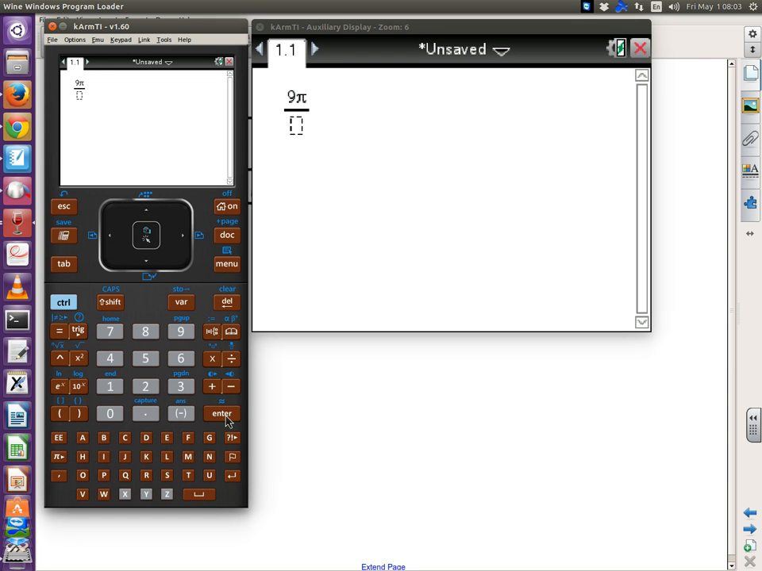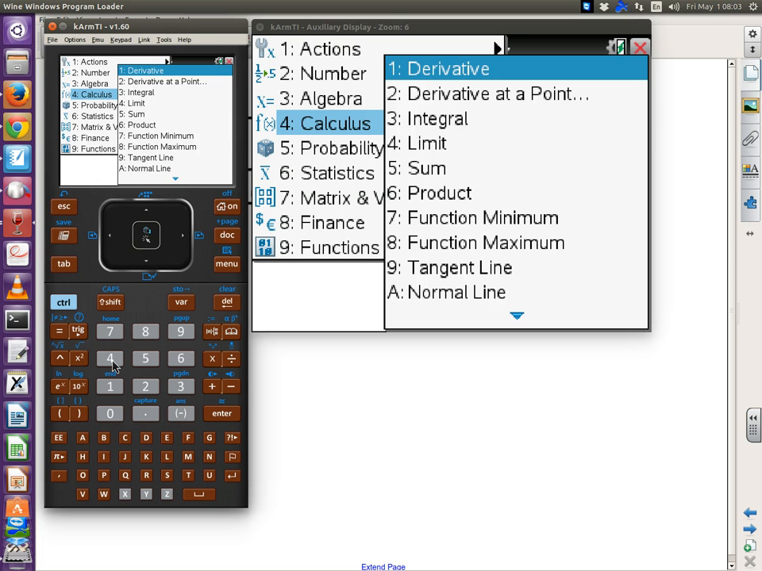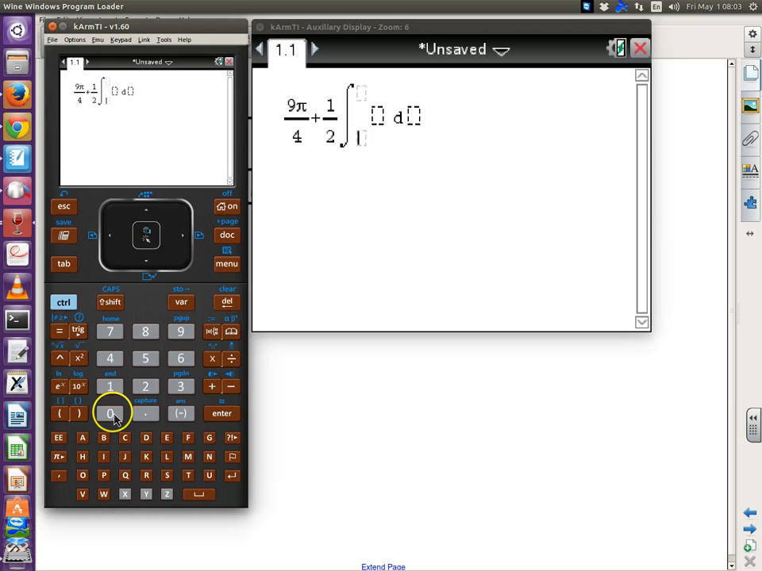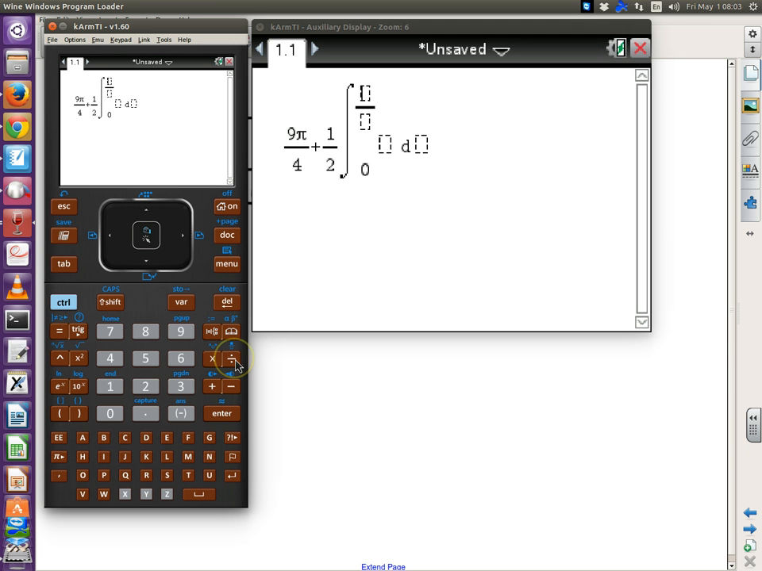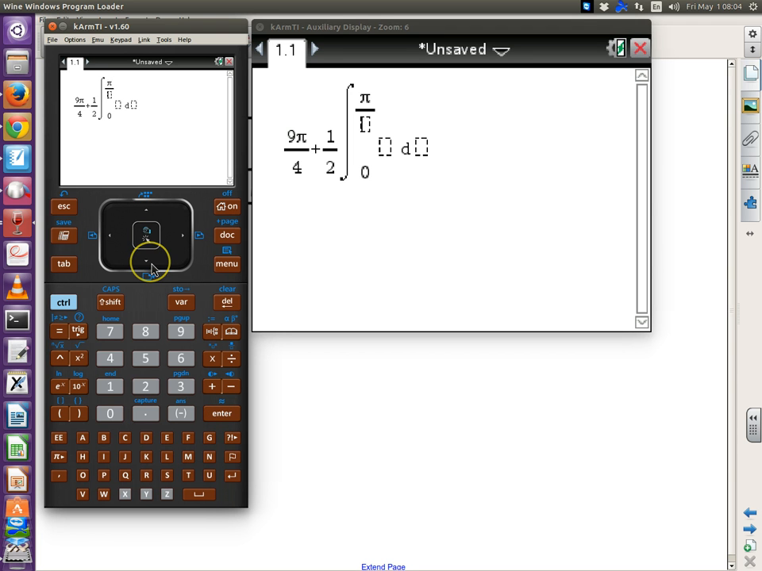Careful. All right, so it was 1/2. How about we do it this way? The integral from 0 to pi over 2 of the quantity 3 minus 2 sine 2 theta.